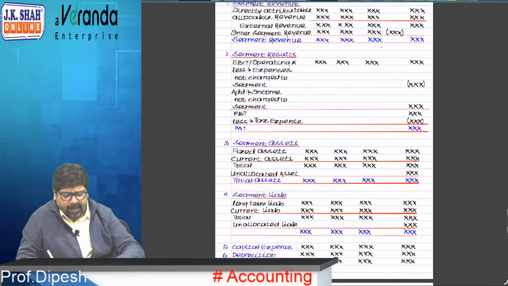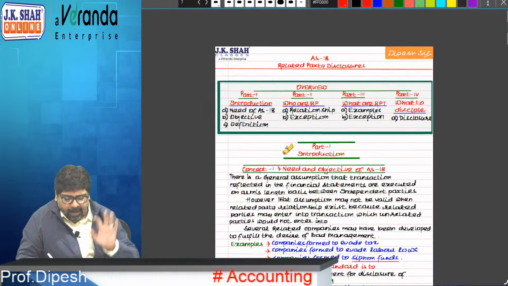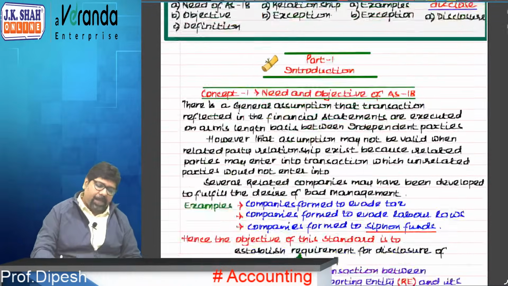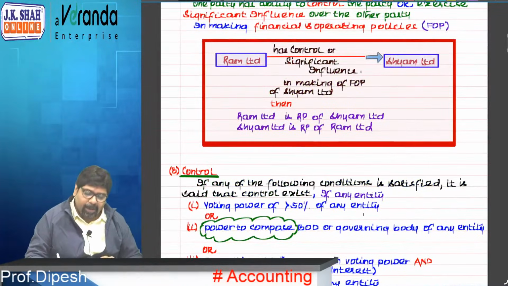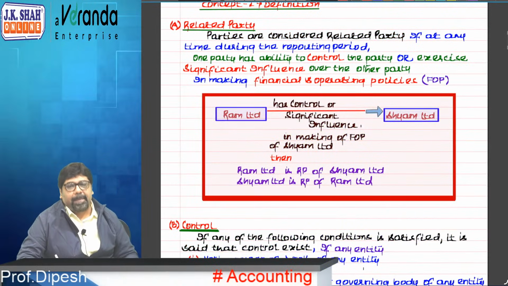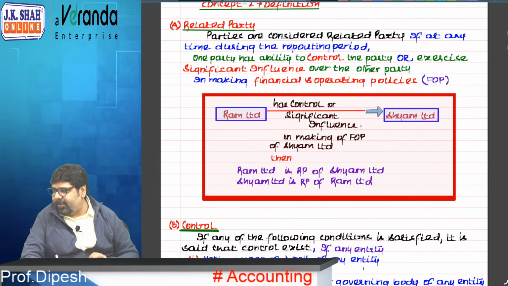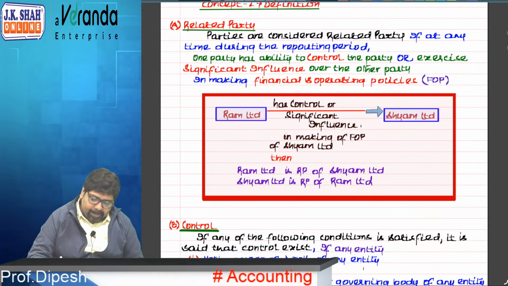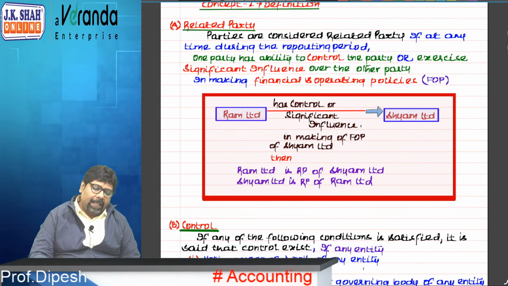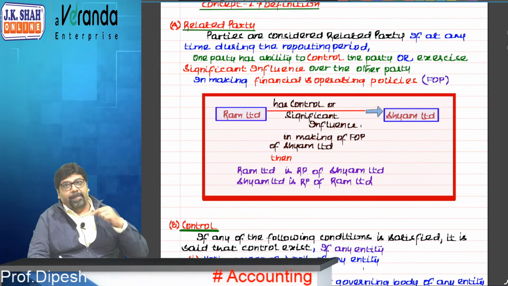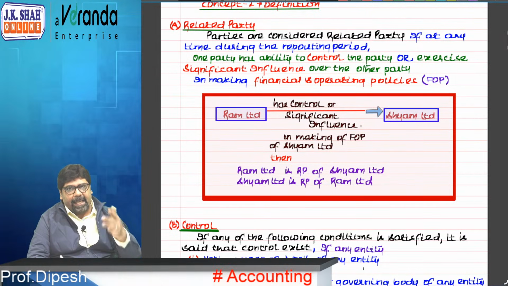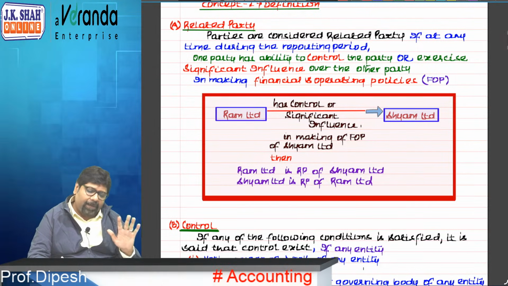Shall we move ahead? Yes sir. AS 18, Related party disclosure. Over here, chartered, basically we are supposed to understand what are related parties. Related parties are those parties over which we have control directly or indirectly, or significant influence.